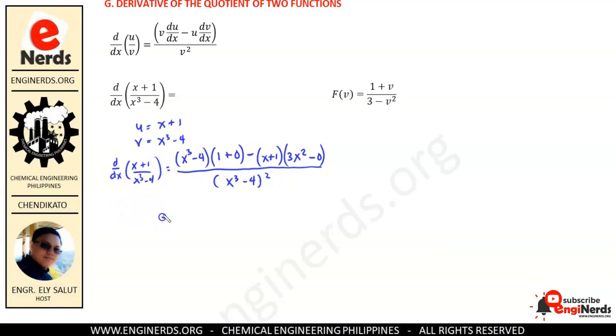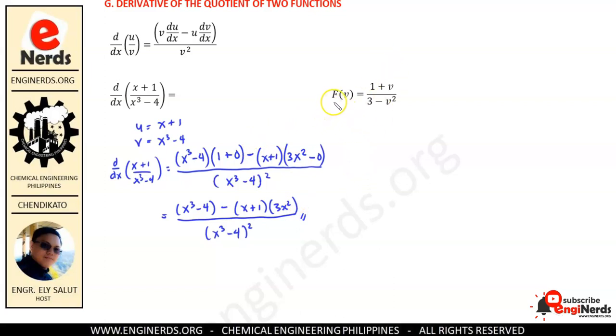Okay, so this will be equal to x cubed minus 4 times 1 plus 0 is equal to 1. Okay, so this will be equal to 1. Minus x plus 1 times 3x squared over x cubed minus 4 squared. So, hindi ko na rin siya i-distribute pa, no? I will not expand this now. If you want, you can do so. But, in this case, this is the simplified form. So, this is our final answer.